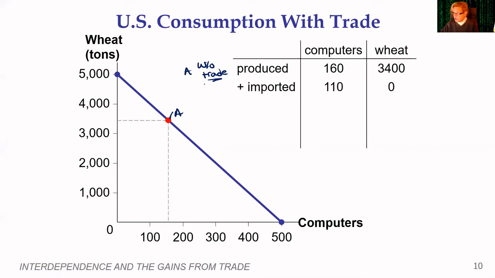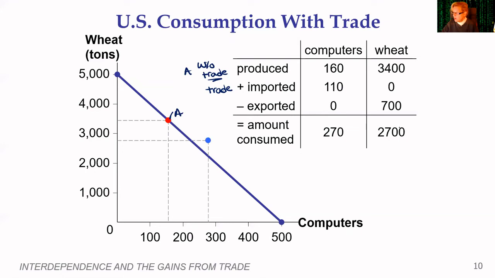Once we started to trade, we were able to import 110 computers. We were able to export 700 tons of wheat. And notice where we end up at. We end up at an amount 270 and 2,700. The wheat is less, but when we look at it in an overall world, we'll see why it actually is a better number to have.